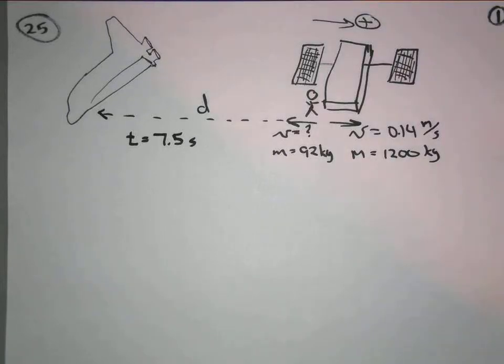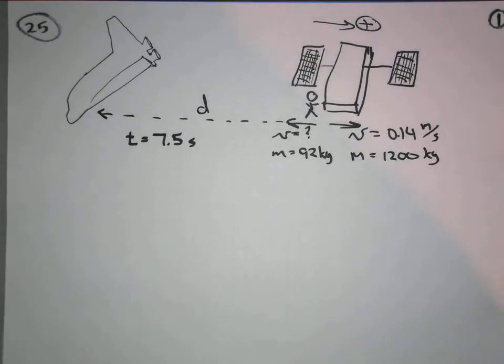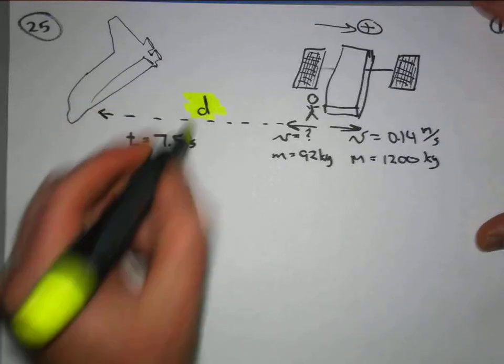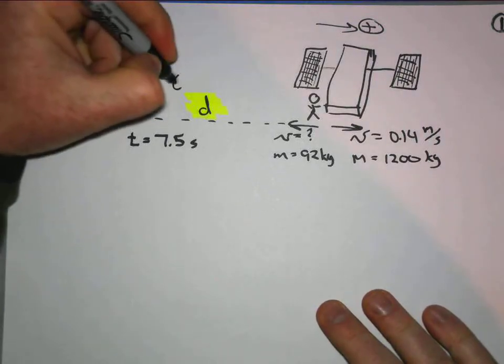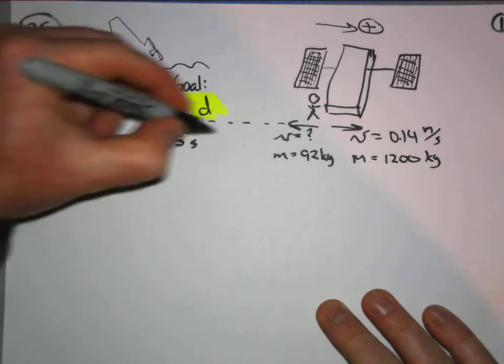So there's the initial thing, right? There is the setup and the goal. The goal is how far away is the space shuttle. That's the answer we are looking for.